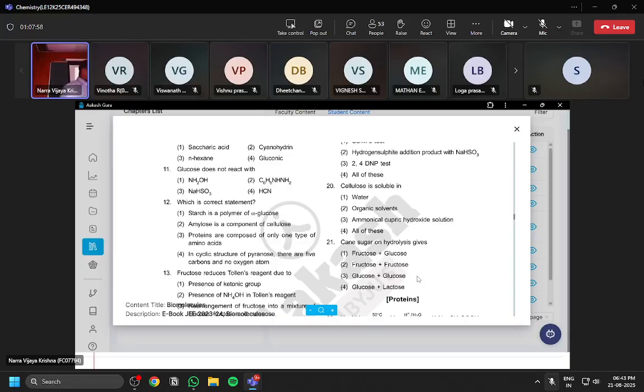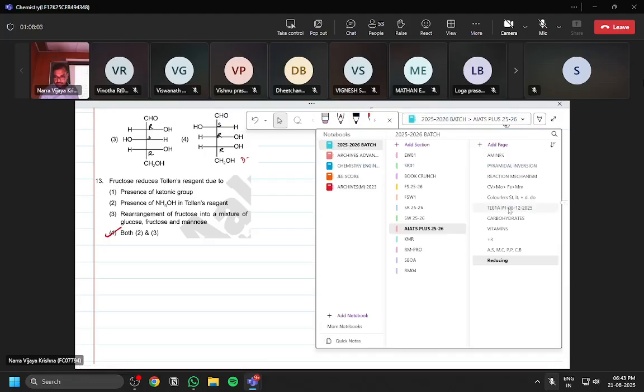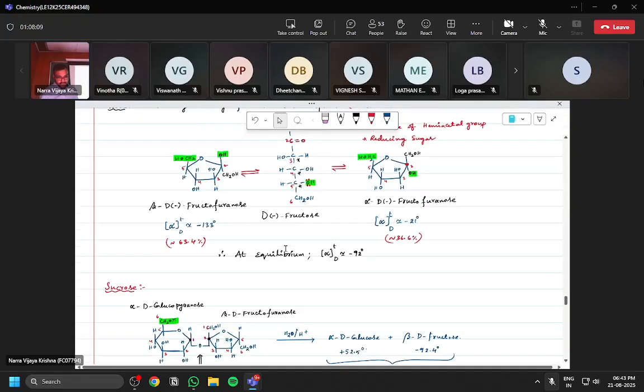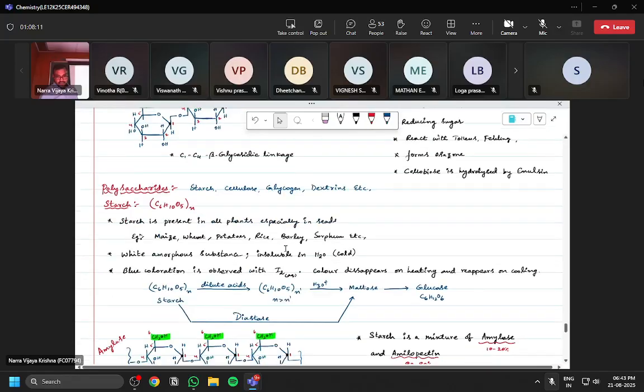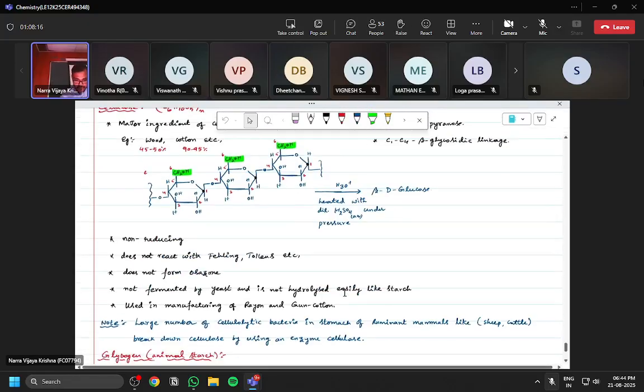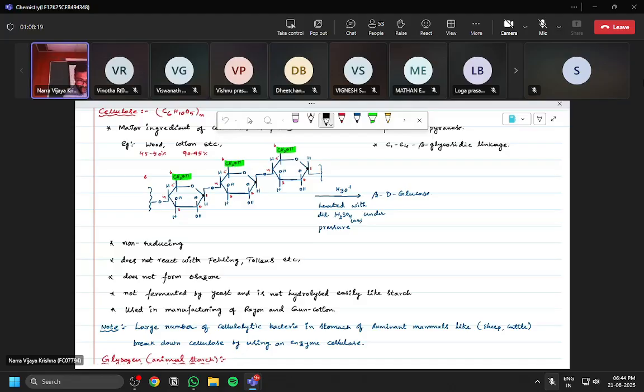Cellulose is soluble, better I will write that also. While we were discussing cellulose, we missed this point. Here I am writing: cellulose is soluble in ammoniacal cupric hydroxide. Cupric means Cu(OH)2.